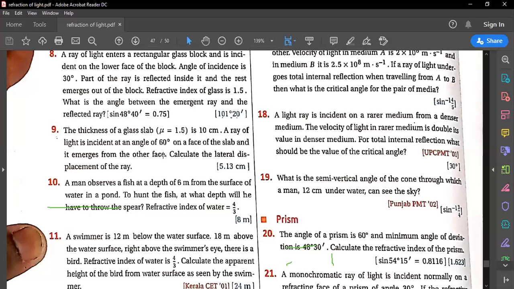The refractive index of water is 4 by 3, which means a man observes a fish at a depth of 6, so the apparent depth of the fish is given. Apparent depth is 6. Mu is given as 4 by 3, and you are asked to find the actual depth d. So try doing this. If you can't do it, I will help you later. I am giving you 3 minutes to do the problem.